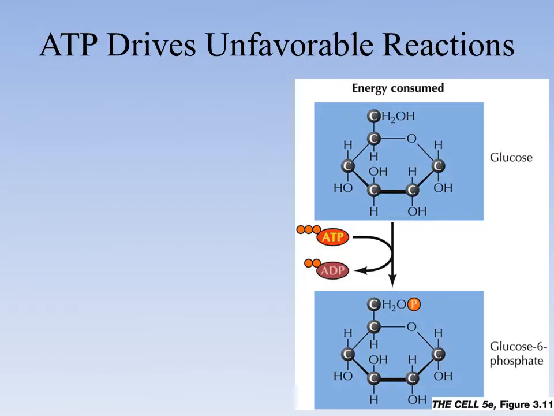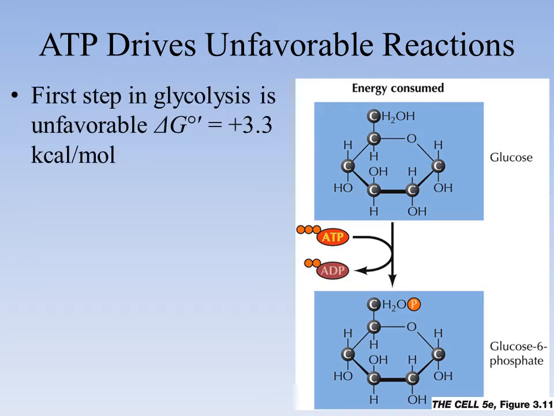All right, so let's look at how ATP is able to drive unfavorable reactions, why it's the energy currency. So we'll start with glycolysis, which we'll talk about in a little more detail in a second here. But the first step in glycolysis is to convert glucose to glucose 6-phosphate. This is considered an unfavorable reaction, with a positive delta G of 3.3 kilocalories per mole. And what makes it a positive and unfavorable reaction is that there is more energy present in the bonds of glucose 6-phosphate, with a phosphate added to it, than there is in glucose alone.